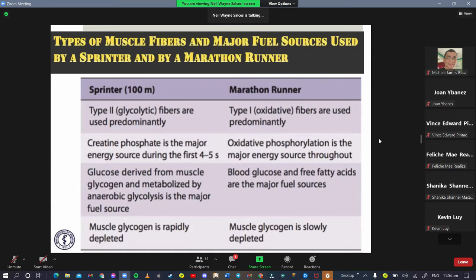fuel source. In a sprinter, the muscle glycogen is rapidly depleted, compared to the marathoner, where it is slowly depleted. In the marathoner, the major energy source throughout is oxidative phosphorylation, and blood glucose and free fatty acids are the major fuel sources for the marathon runner.